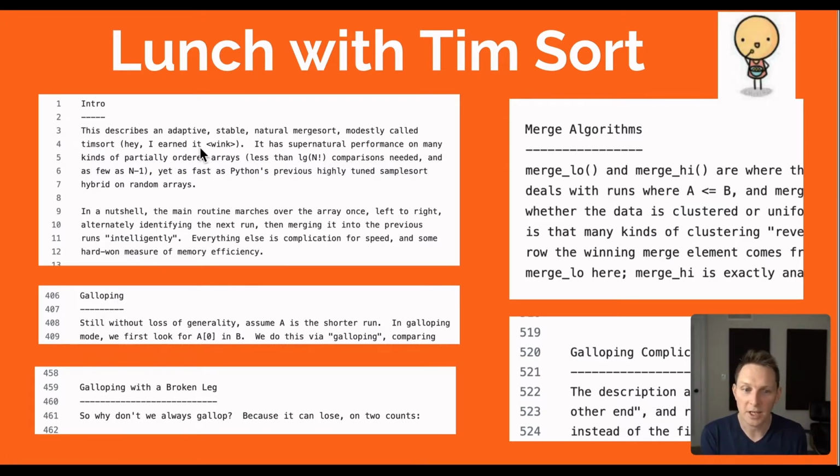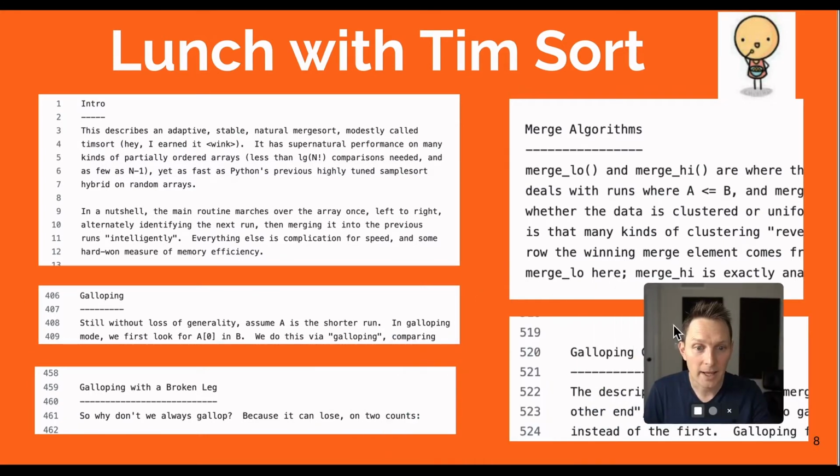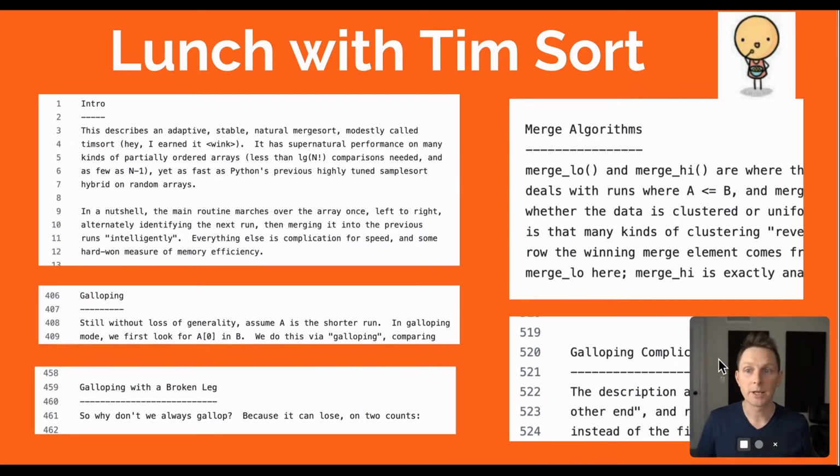And I keep reading through this document. There's a lot there. It has a section on galloping, which is nothing that I heard of when previously looking into sorts like quicksort or merge sort. I've never heard of galloping. And it has galloping with a broken leg. Then there's merge algorithms, merge high, merge low, galloping complications there below my head. It's a long document in terms of explaining how sort works, right? And it's not even the code, it's just this is what this is doing. But eventually, it starts to make sense. I start to understand this sort algorithm. And it's actually a pretty cool sort algorithm.